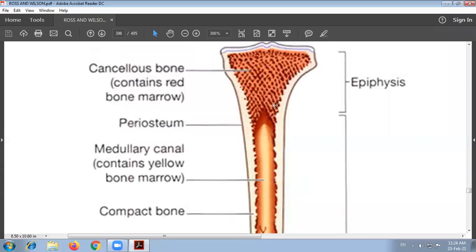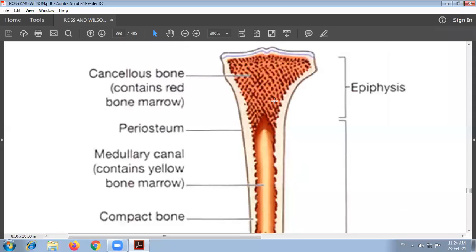In this diagram you can see the internal structure of the bone. How does this internal structure appear? Internally the bone has cancellous bone that contains the red bone marrow. Then the outer layer of the bone is called the periosteum. Then inside the bone there is a hollow cavity which has the yellow type of bone marrow, and this is called the medullary canal.